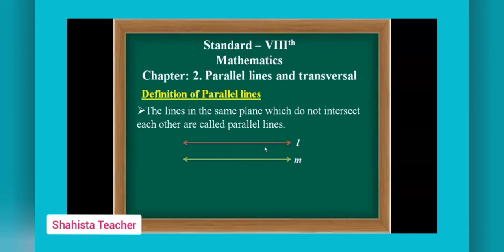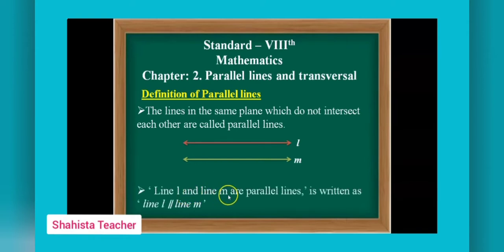Now see here, line L and line M. Line L and line M both are parallel lines. It is written as line L ∥ line M. This is known as the symbol of parallel. So line L is parallel to line M, because they both are going in the same direction and they are not intersecting each other at any point. Such lines are known as parallel lines.